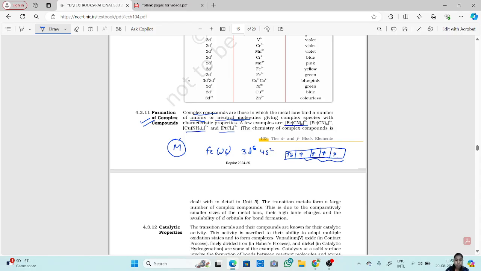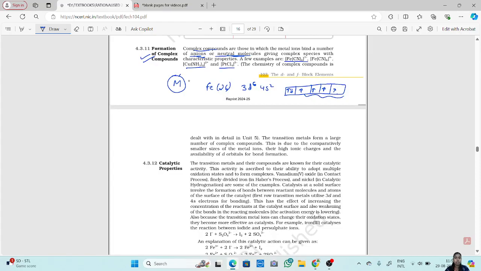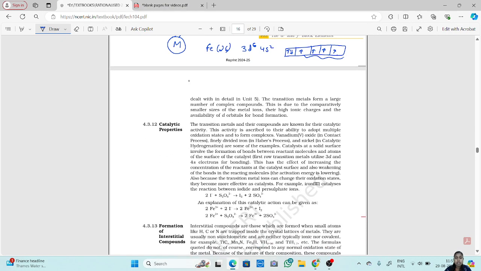Now the chemistry of complex compounds you can see in the next chapter, that is coordination compounds. In the chapter of coordination compounds we will learn about these complex compounds. And the transition metals form a large number of complex compounds. Large number means most of the complex compounds are formed by transition metals, and that too from the first series of metals. And this is due to the comparatively smaller size of metal ions, their high ionic charges, and the availability of d orbitals for bond formation.